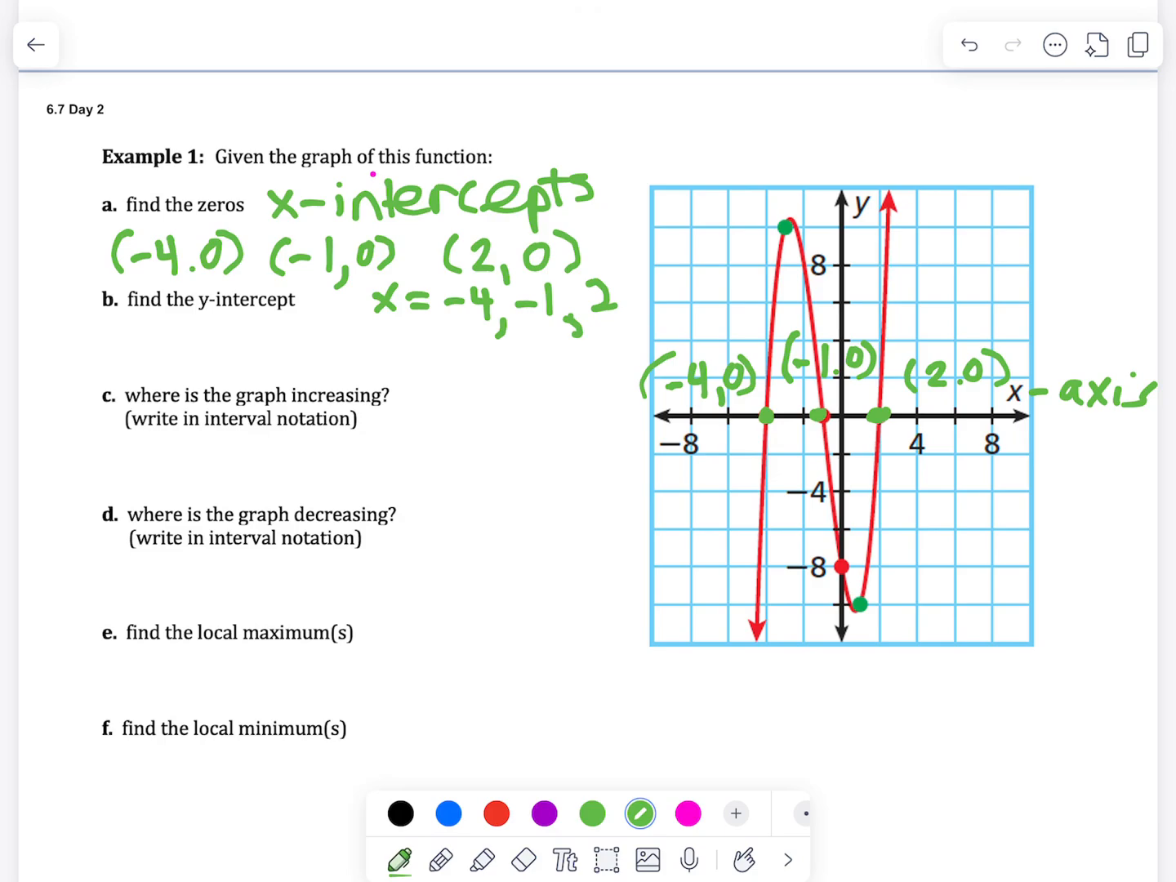Next is to find the y-intercept. The y-intercept is where it crosses the y-axis. So here's our vertical axis. And we find out where it touches the y-axis, and that ordered pair is over 0, down 8.